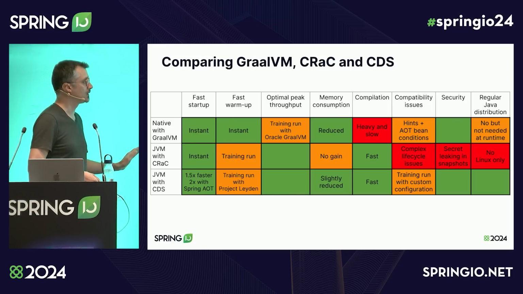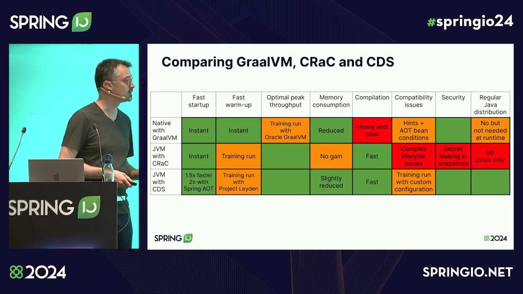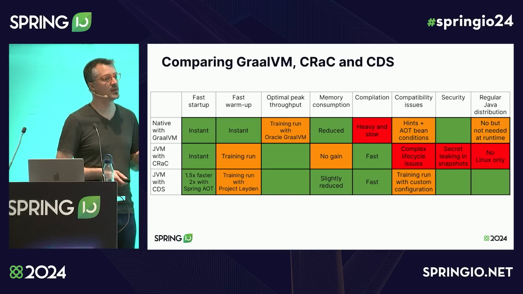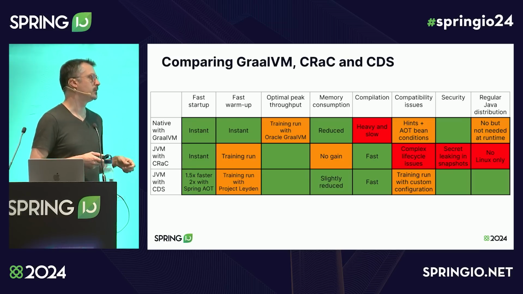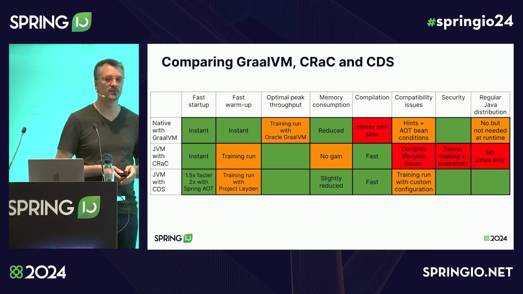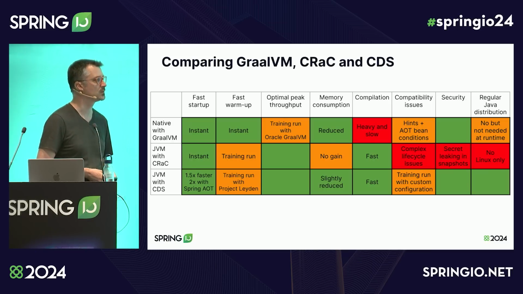Optimal peak throughput, it's a regular JVM. No gain in terms of memory consumption. Compilation is fast, it's a regular JVM. But there are blocking points. Not always blocking, but very hard points that make Crack pretty hard to use in an enterprise context.